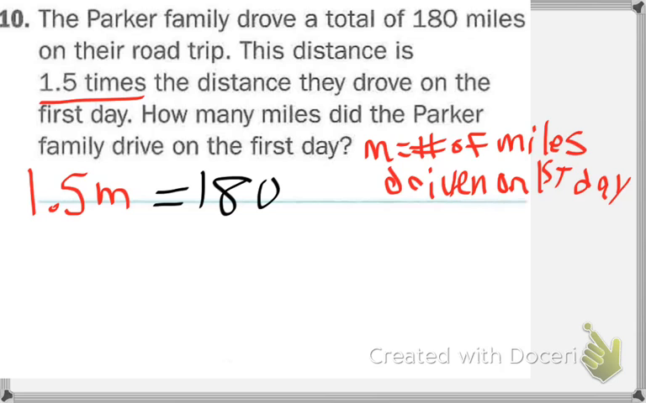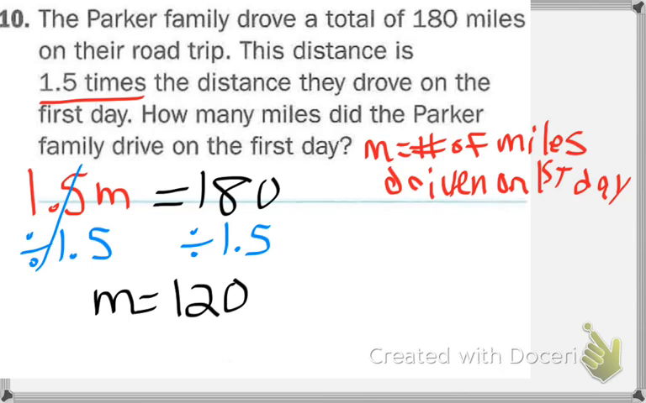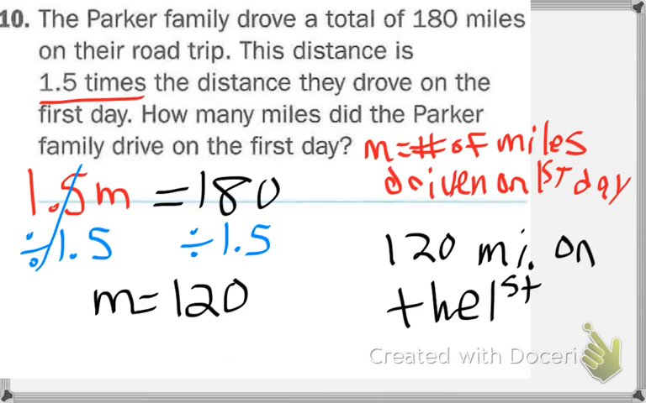So now solve it just like we've been doing, and you'll have your answer for how many miles they drove on the first day. Divide both sides by that coefficient with your calculator and solve. We end up with m equals 120, so that means they drove 120 miles on the first day. So that's what that means. Be able to translate your answers into words.